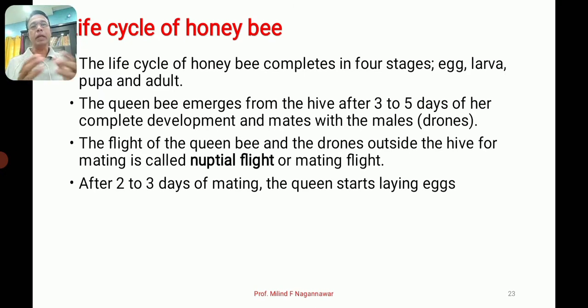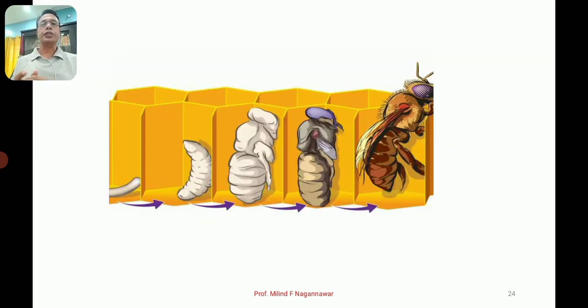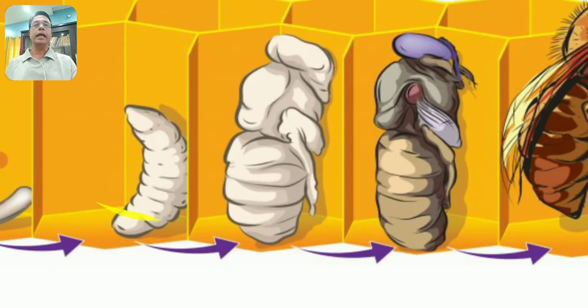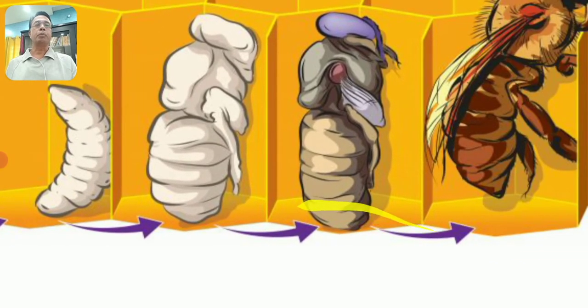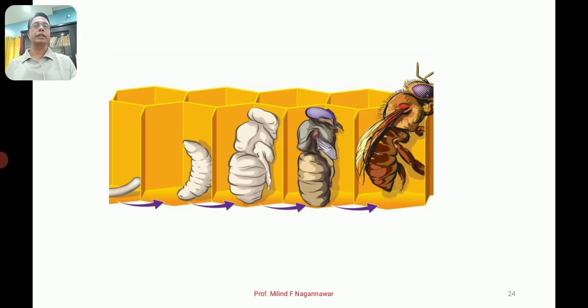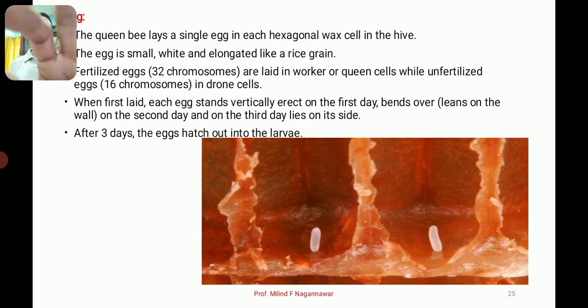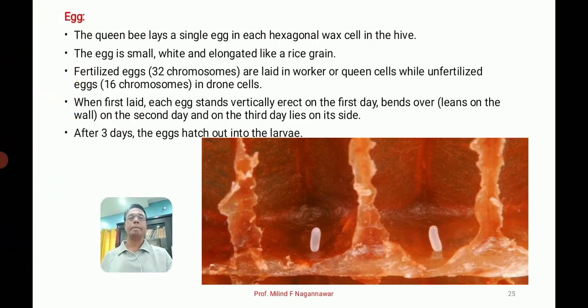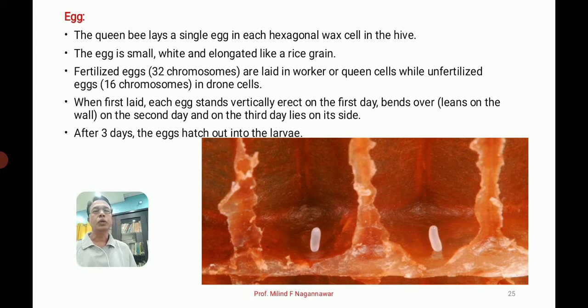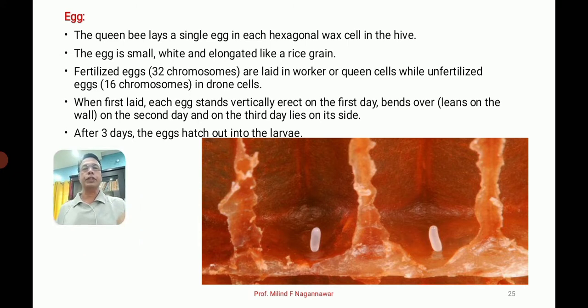Once the mating is over, her responsibility is the laying of eggs, and as we discussed in the previous class, the queen bee lays many eggs, that is 1000 to 2000 eggs per day. These are the 4 stages: the egg, then the larva, pupa and the adult. Is it clear? One by one we will discuss them, starting with the egg, which is the first stage of the life cycle.